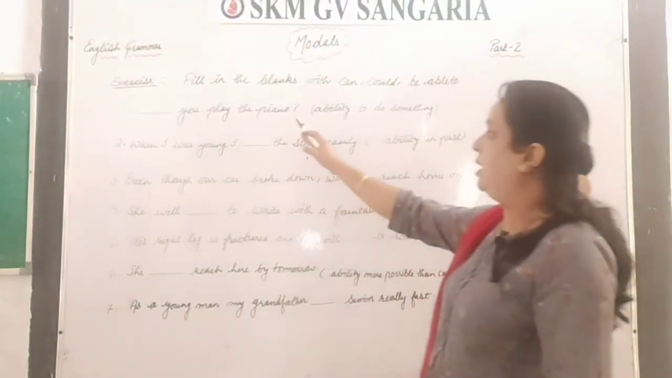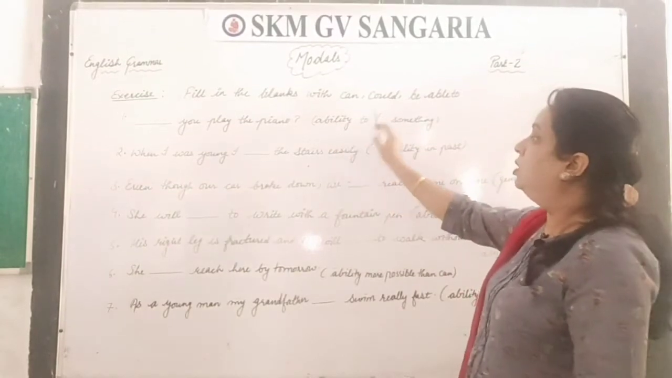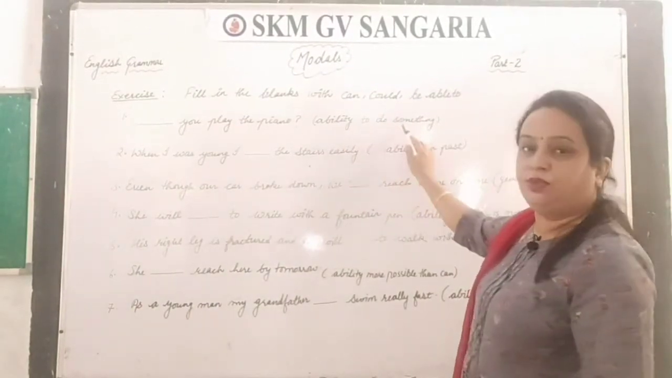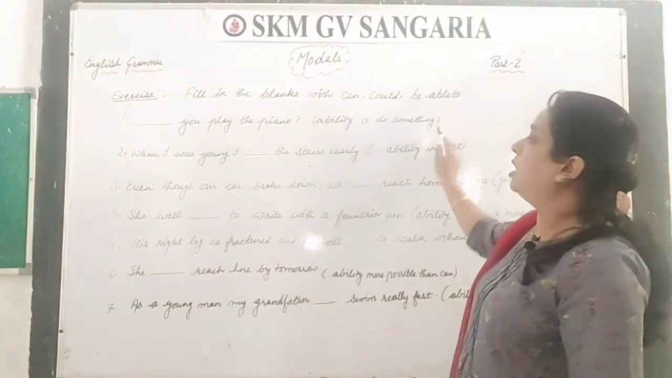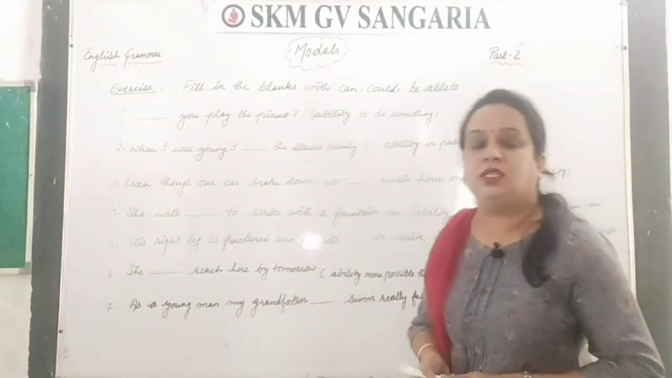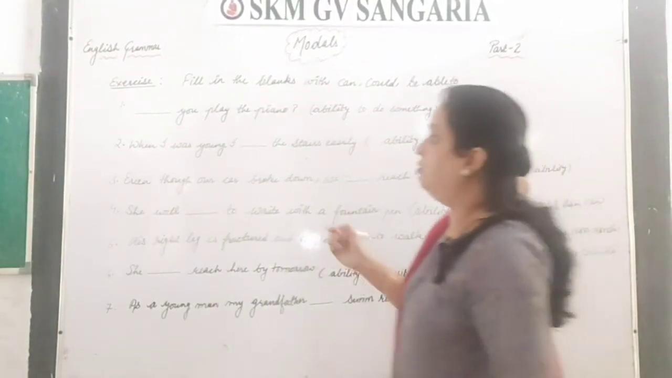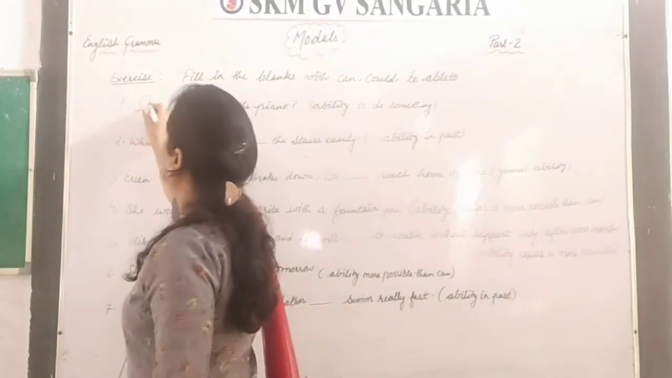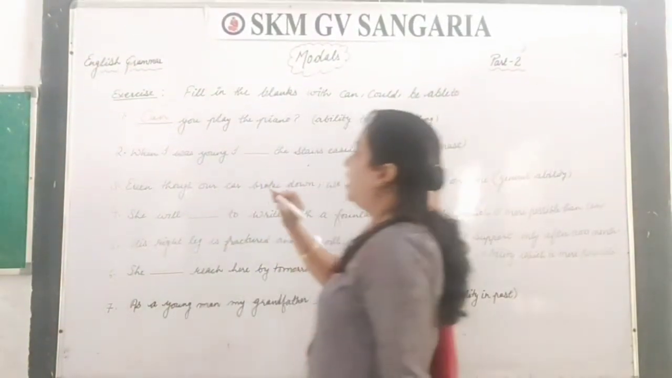Dash you play the piano. So here you have to fill in ability to do something. When it is ability to do something, then you have to use can, and it is in the present. So you have to write can here.